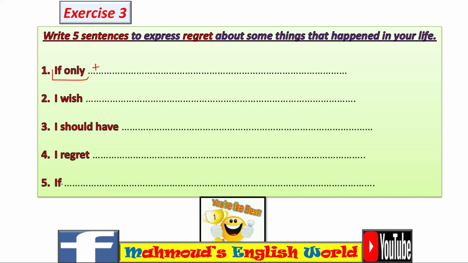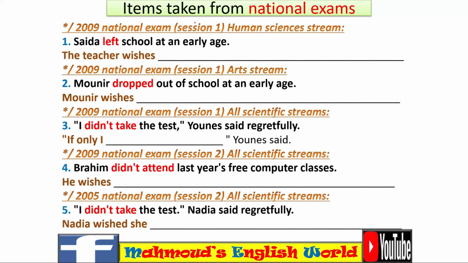And exercise number 2 is items taken from national exams about expressing regret, like this one, 2009, and we have 2005, and so on. You can do this and send it to me on my Facebook page, in a message, and I will correct your sentences, or I will send you the correction.